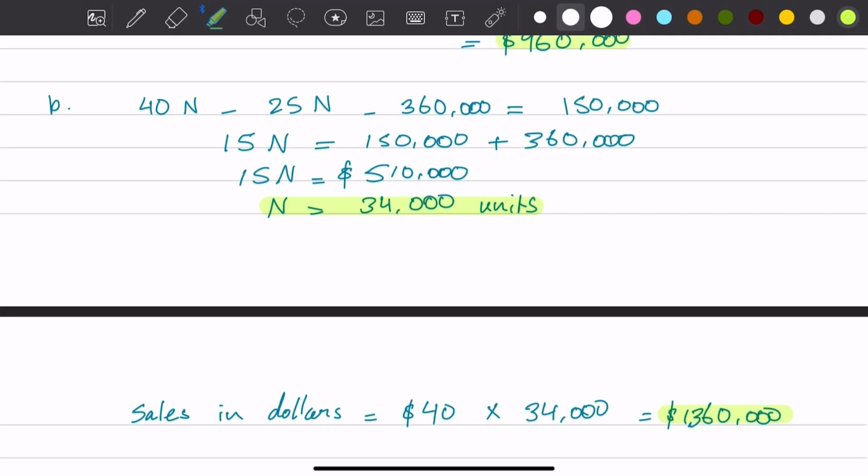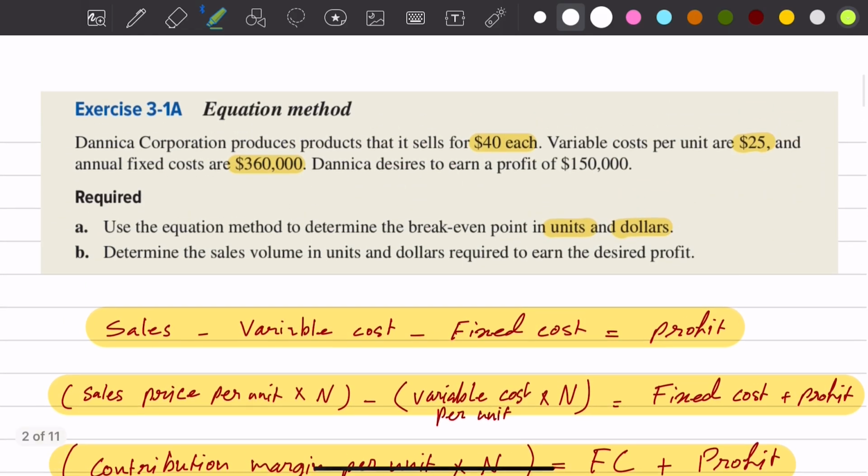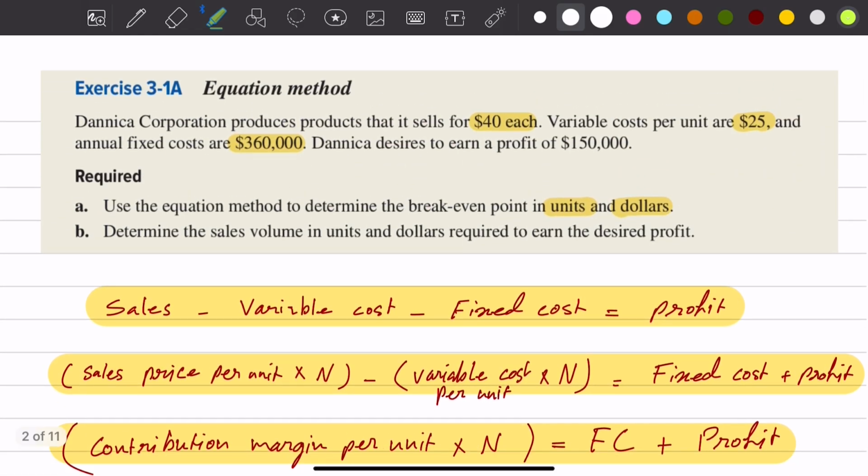Okay, that is it for this exercise. This is how you can solve question or exercise number 3-1A.